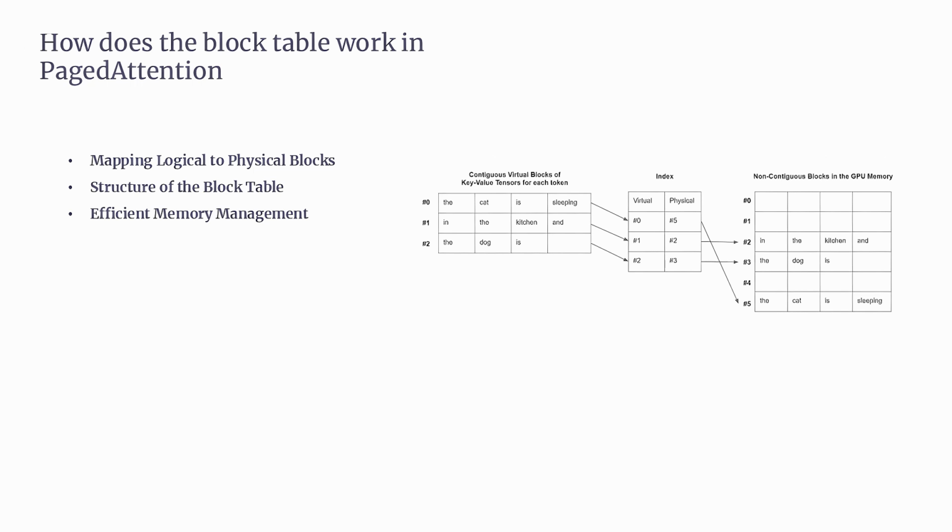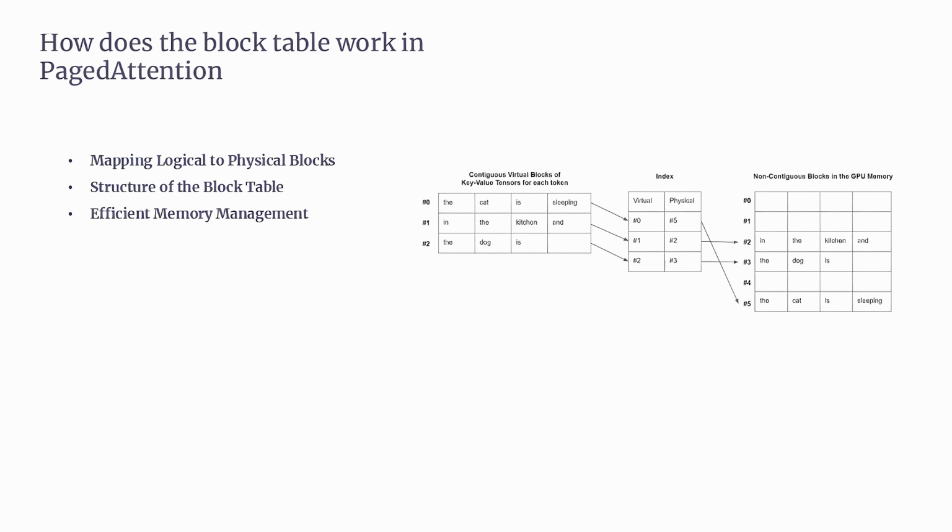In summary, the block table in PagedAttention is a critical tool for managing memory. It connects logical KV blocks to non-contiguous physical memory blocks. This mapping allows PagedAttention to efficiently allocate and update memory resources, reducing fragmentation and speeding up memory access. Ultimately, it makes memory usage more effective, especially when processing large-scale tasks in LLM serving systems.